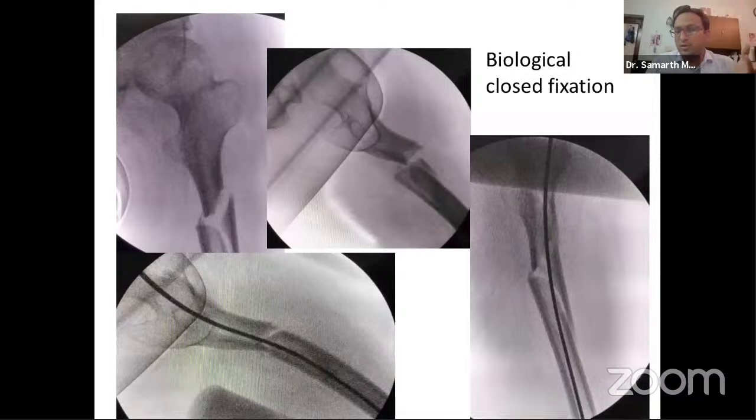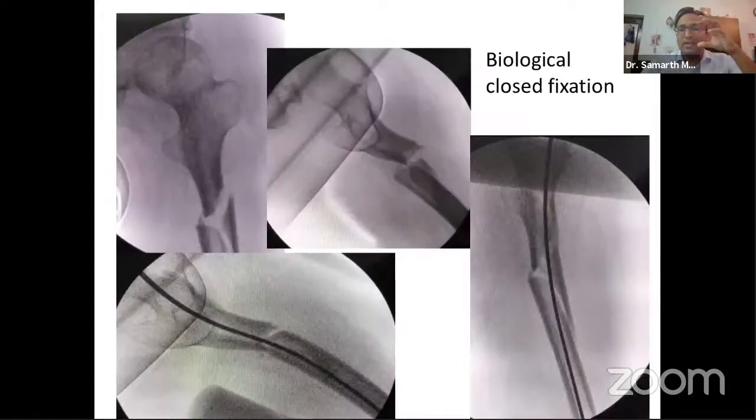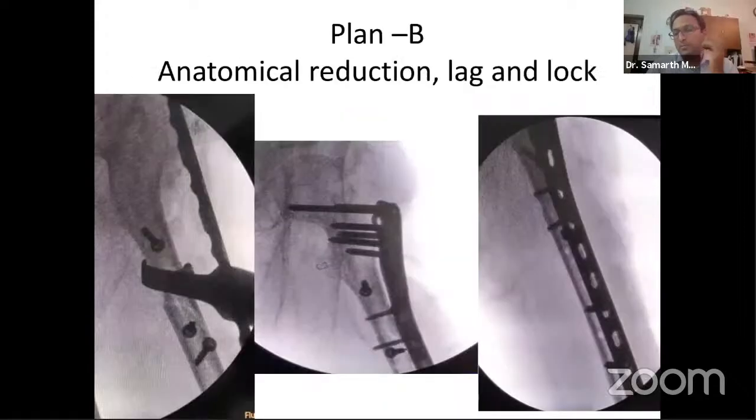So I went in, got a good reduction, put in a guide wire, reamed the nail. But then when I put the nail in, because of the curvature of the femur, it was too bowed. And when I put the nail in, even though I had reduced the fracture and the wire was put in reduction, the nail was distracting the fracture. And hence I had to go to a plan B. So always be ready in these difficult situations with a plan B.